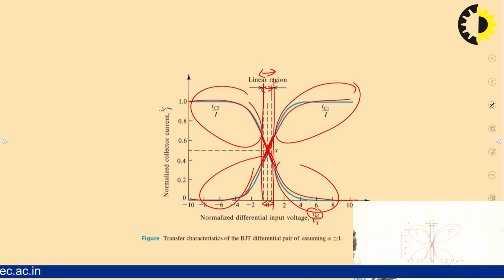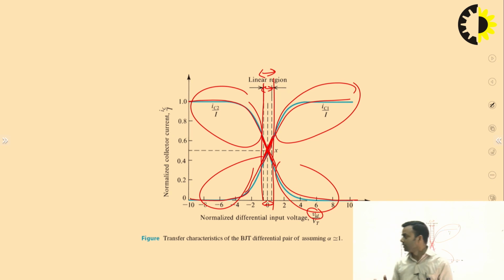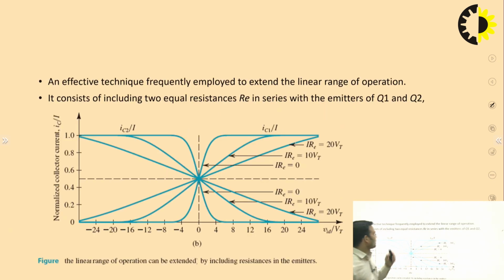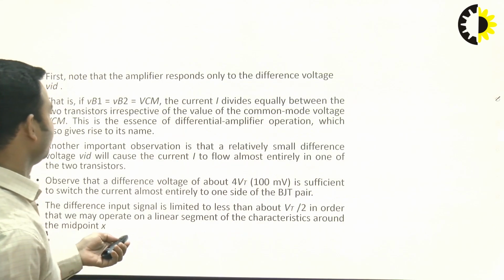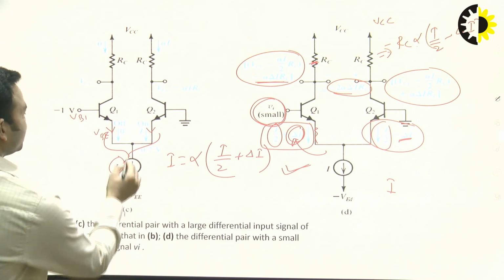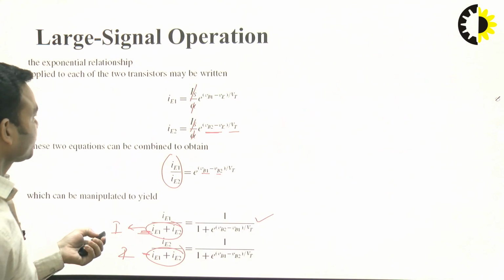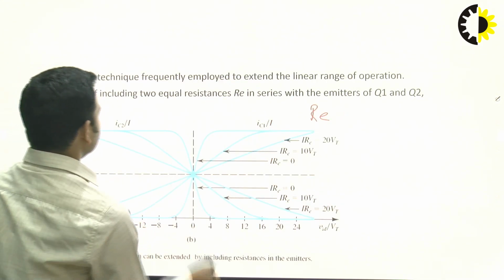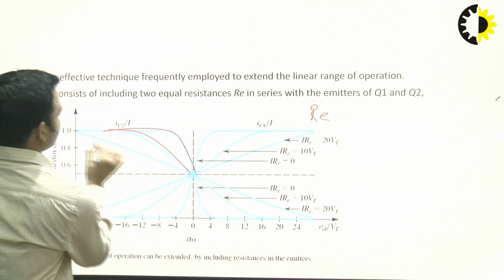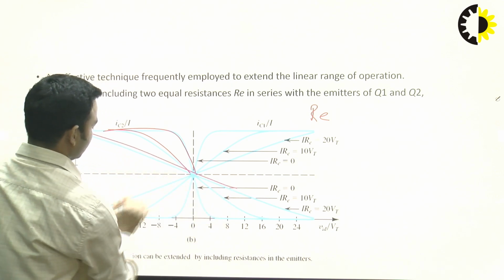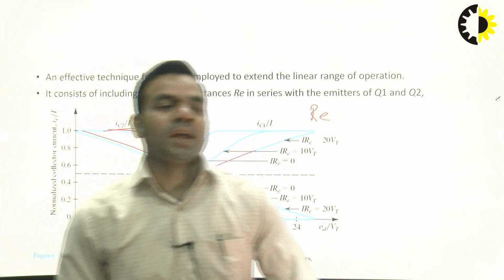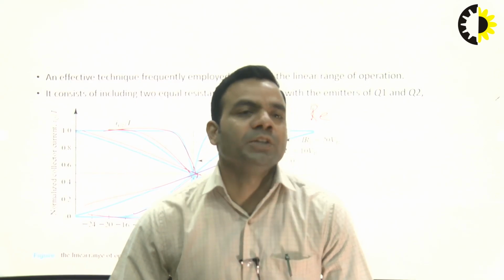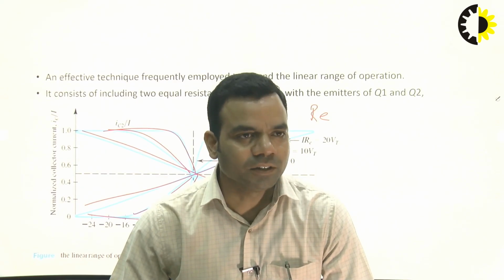and this linear region can be increased to more input. See, if you keep on increasing RE, if you put an RE resistor, if you connect some resistance in this emitter terminal, then the graph will become like this. If you keep on increasing RE, you will get the variation like this. So, this is how you can increase the linearity in the differential amplifier by introducing RE and by increasing the value of RE.